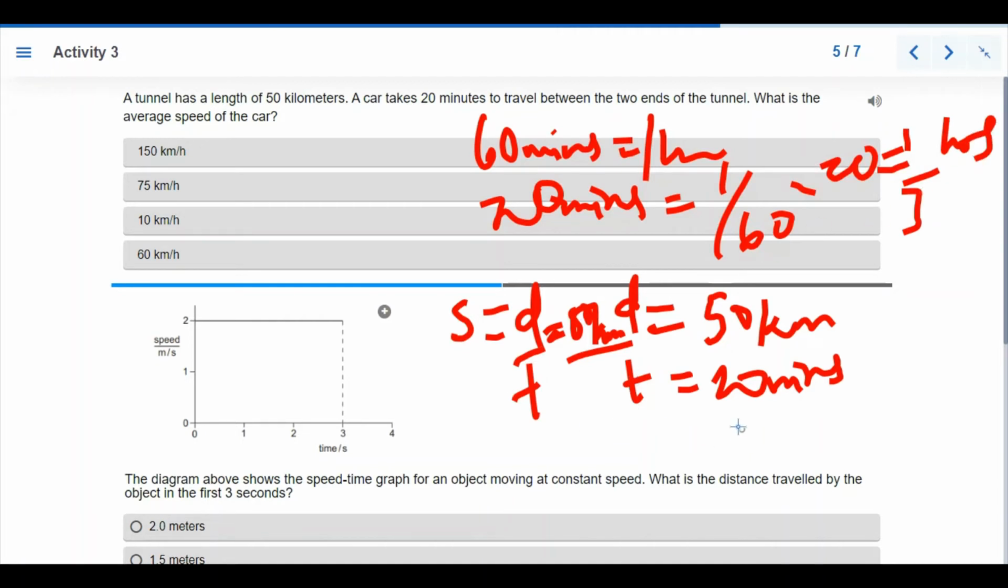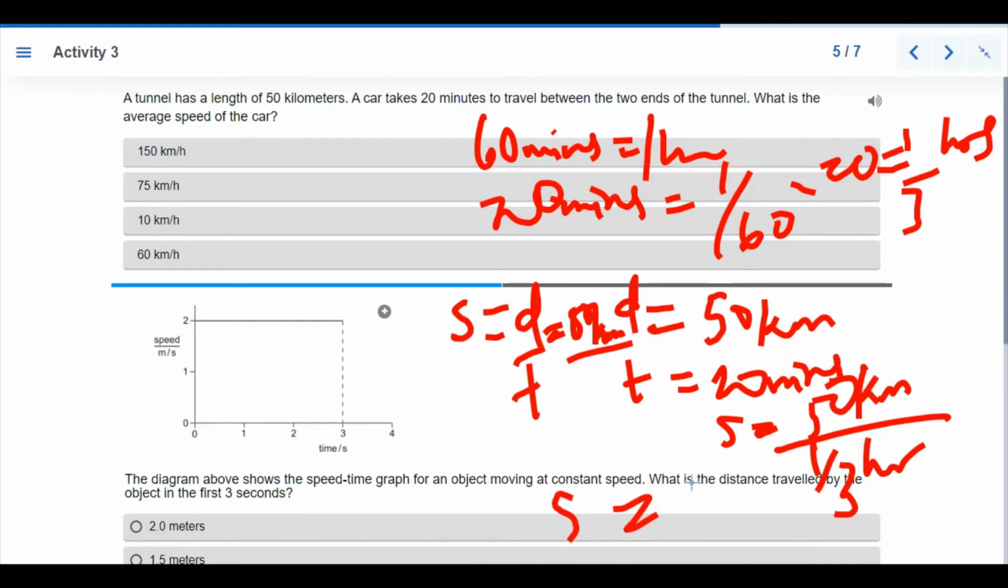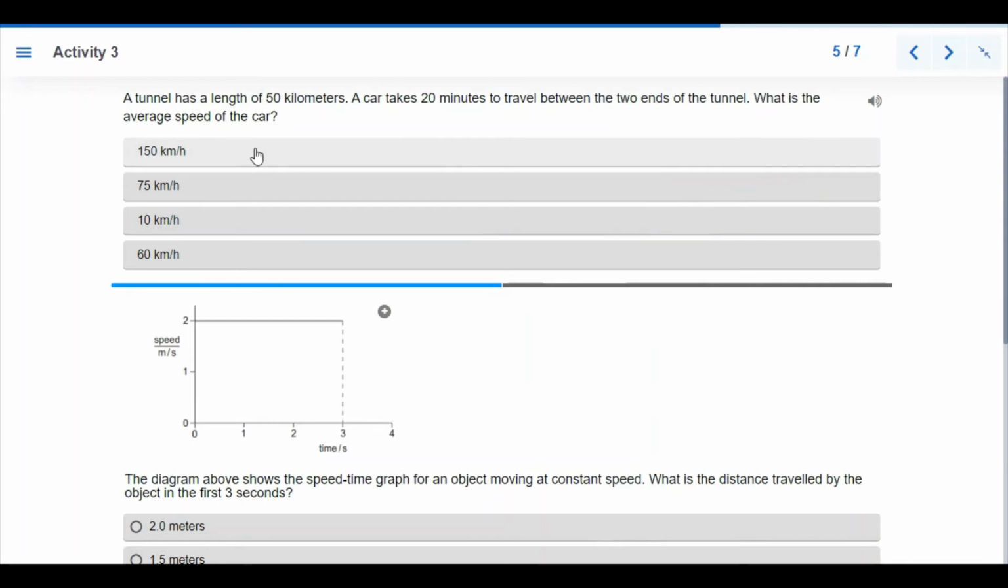With that, speed will be 50 kilometers divided by 1 over 3 hours. Speed now gives us 50 times 3, and that's 150 kilometers per hour. Do we have it in the options? That is it.